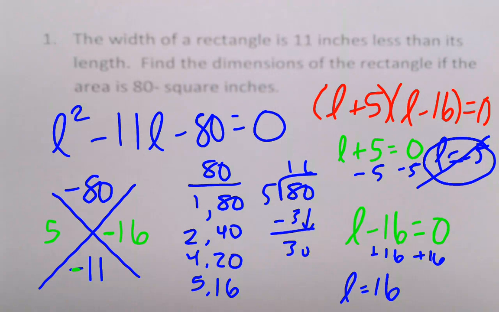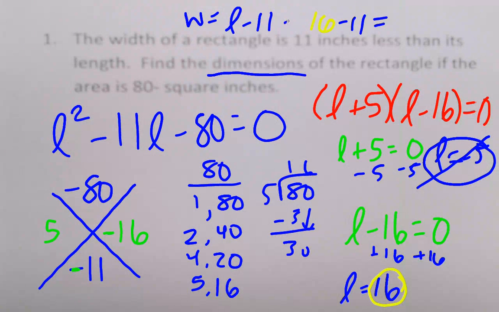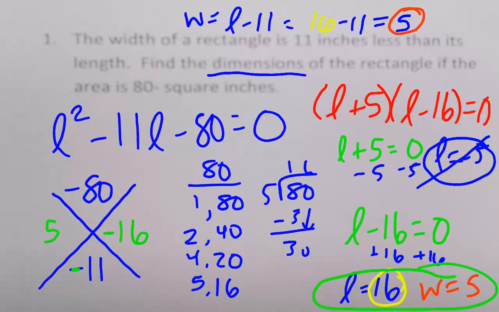So I'm going to write that down for my dimension. And now I have to find what is my width, because it asks what are the dimensions. If we go back to what we had before, width is L minus 11. So if I plug in 16, I would have 16 minus 11, which would be 5. So my length is 16 and my width is going to be 5. And since it asks for the dimensions, that is my final answer. 16 is my length, my width is 5.